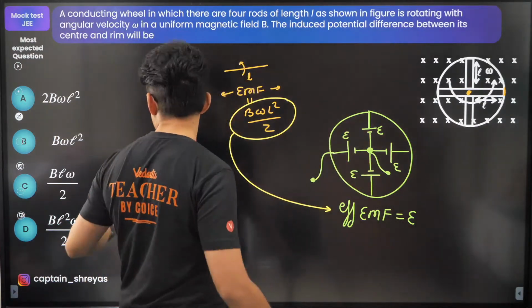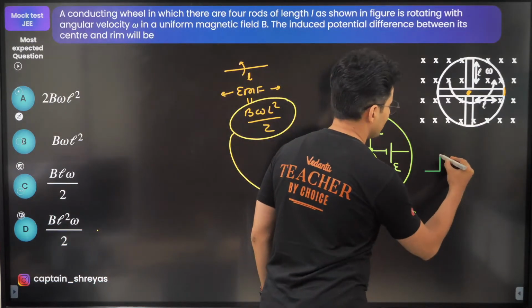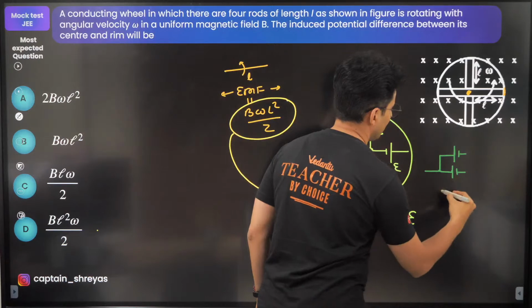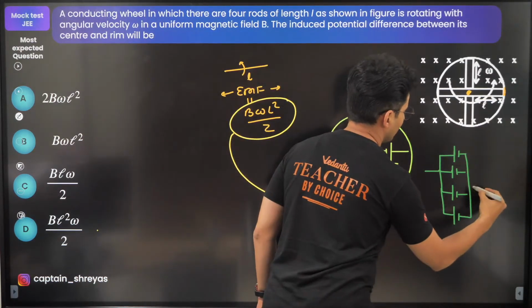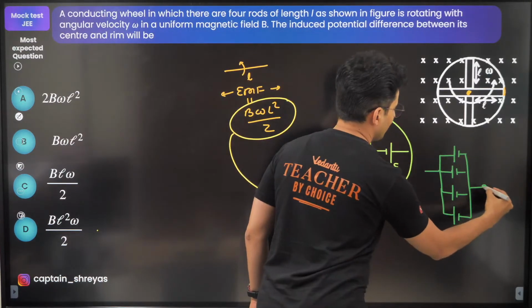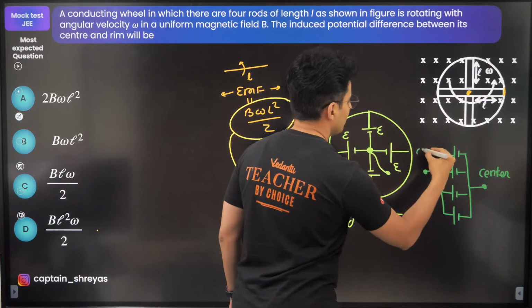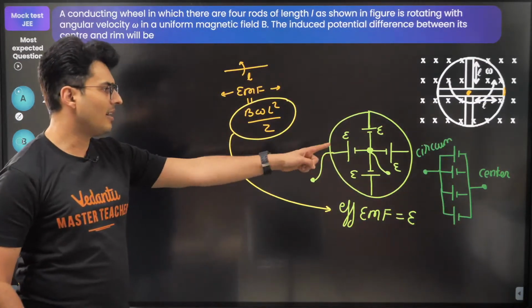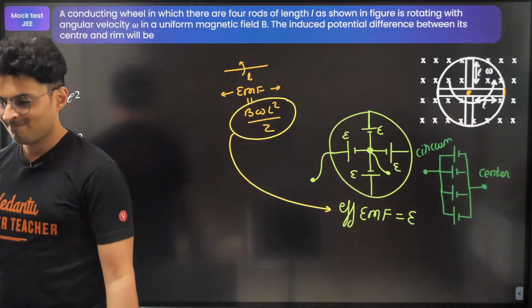Because if you think about this circuit, it is actually this battery, this battery, this battery, and this battery. That's all that this is. One end is the center, and this is the circumference. This is how the batteries are, technically. All their potential differences are the same.